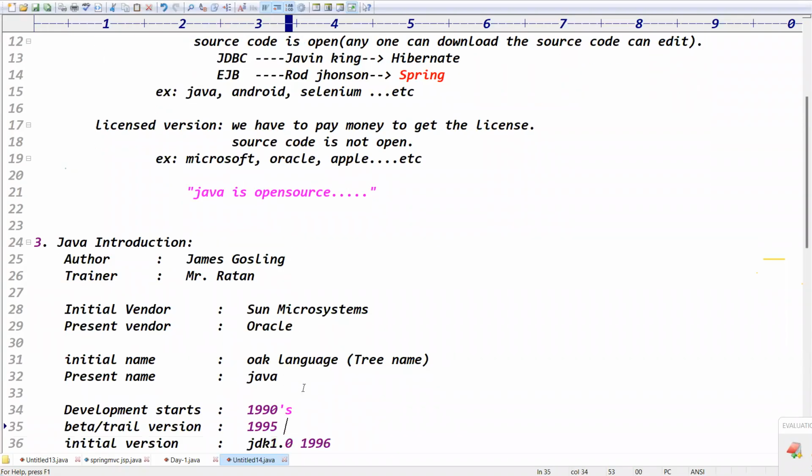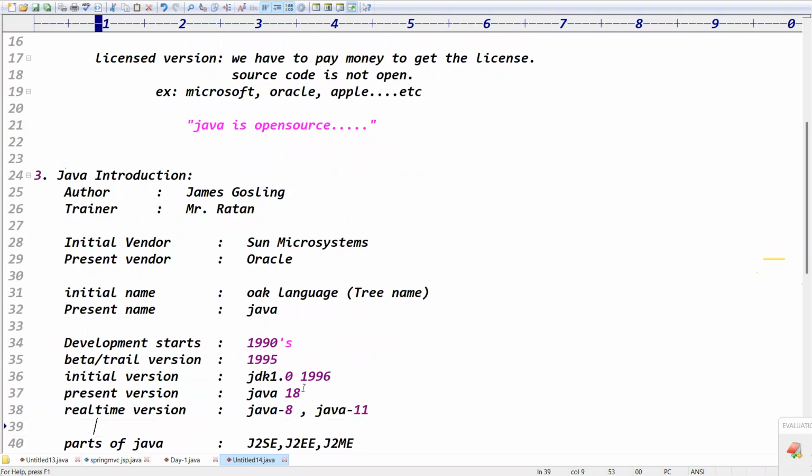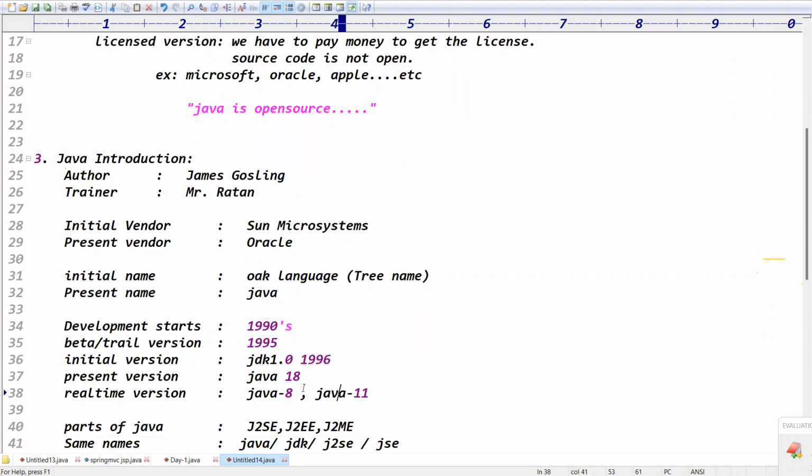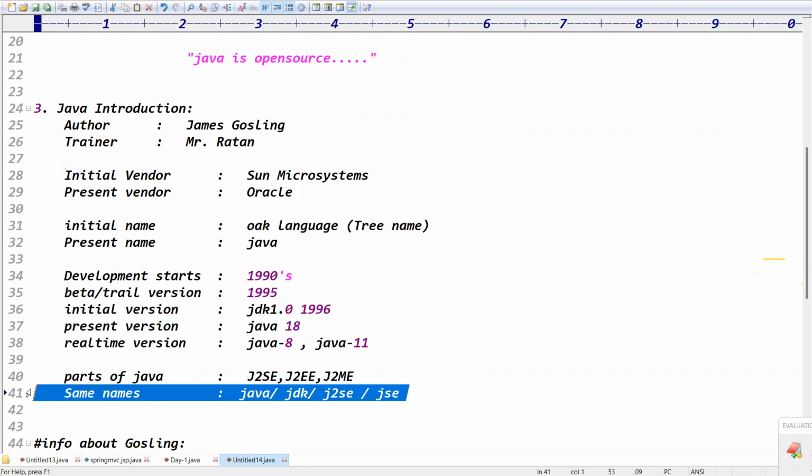Because development started in the 1990s. Trial versions are from 1995. The initial version of Java released in the market is 1996, right? Present version of Java is what? Java 18th version. In real time, the versions we are using are like Java 8 and Java 11, right? Exactly. Parts of Java, how many parts? JSE, JEE, and what? JME. Same names, right? Java, JDK, JSE. These are all same names.